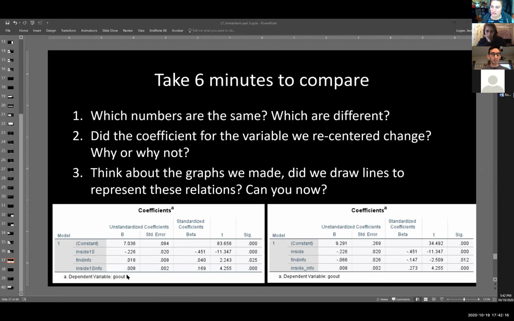So that leads me to the next question, which is, did find information change? I couldn't understand why it changed. Or I think it changed because it was negative 0.66 and now it's positive 0.18, but I couldn't figure out why. So why would it change?